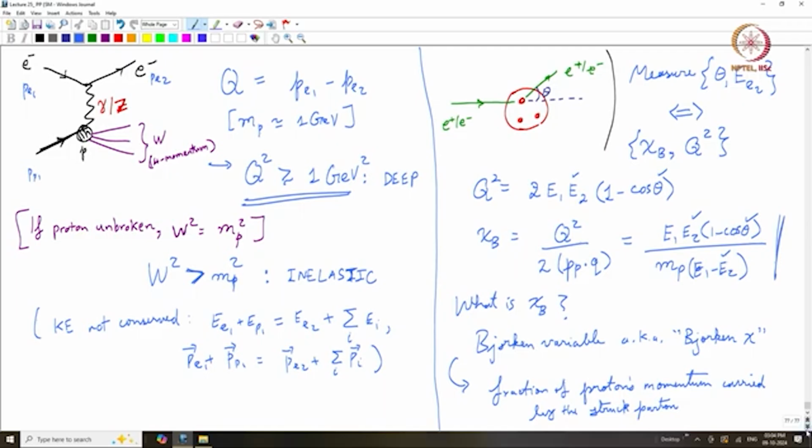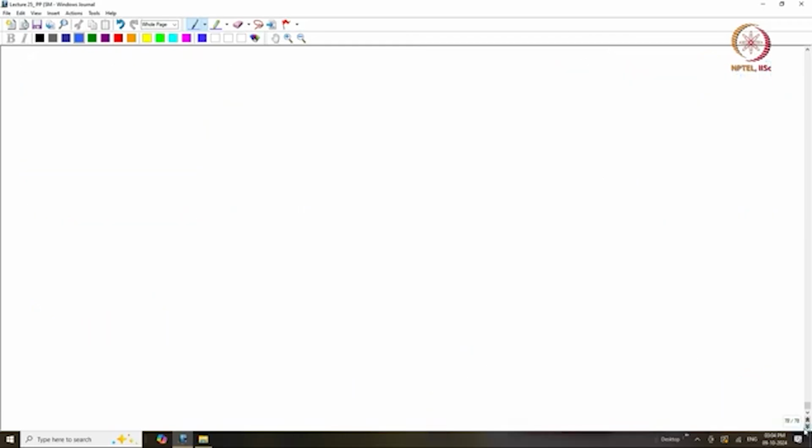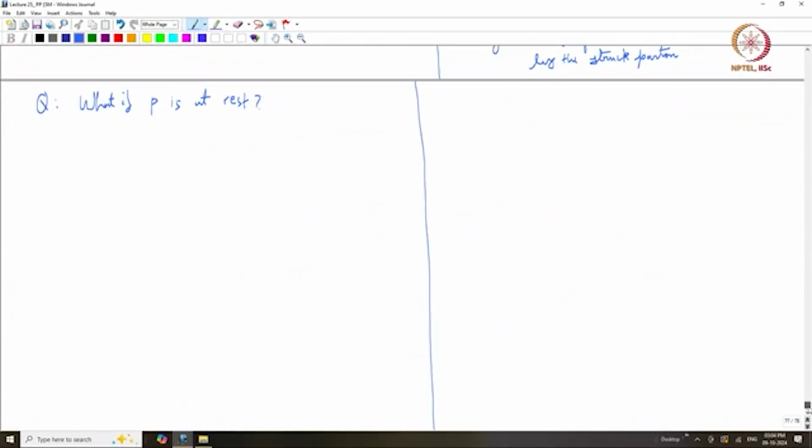But if you think about it for 1 second, that statement makes no sense. Why? You can ask, for instance, what if the proton is at rest? Then what momentum of the proton are we talking about? Then how can you talk about a fraction of the momentum? And also, there is another question. Can't the partons, the three partons in this case, fly off in random directions?